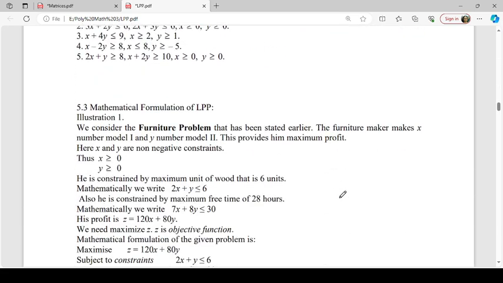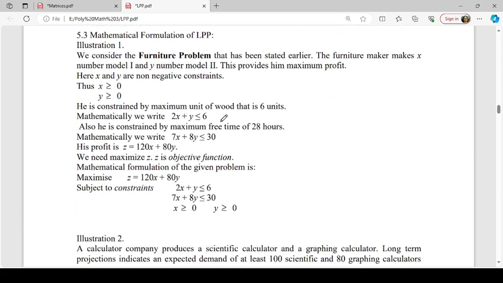Then these are LPP problems. LPP problems are this. Furniture problem, so these are our constraints. Furniture problems we have mentioned earlier. So these are the constraints: 2x plus y less than or equal to 6, then 7x plus 8y less than or equal to 30. And our profit is this.